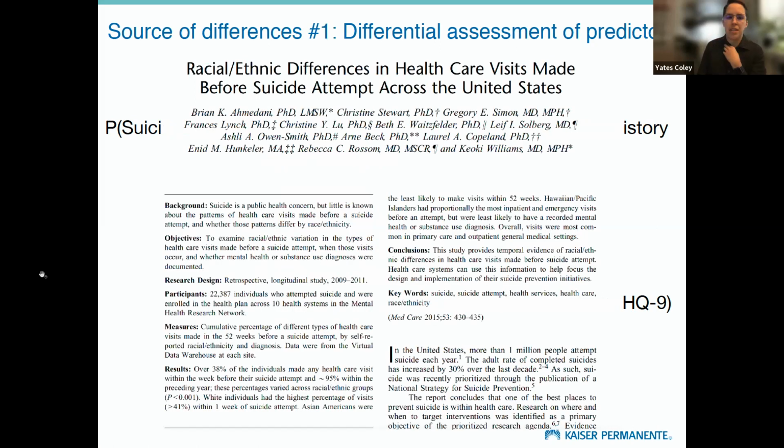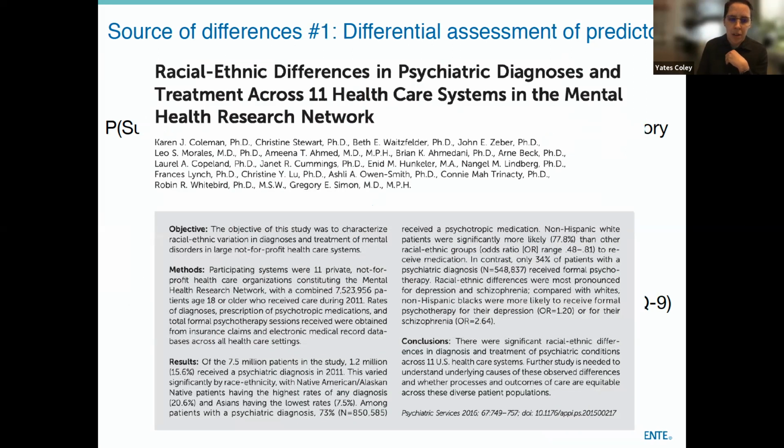So the Mental Health Research Network has actually done a lot of research in this area. Some colleagues have led research looking at differences in healthcare utilization before suicide attempts and death. I have a colleague in the Mental Health Research Network, Karen Coleman, who's looked at differential diagnosis and treatment patterns across the health systems in this network.